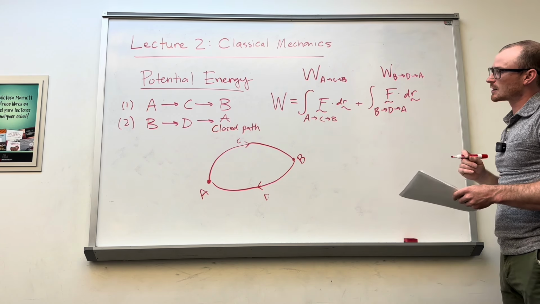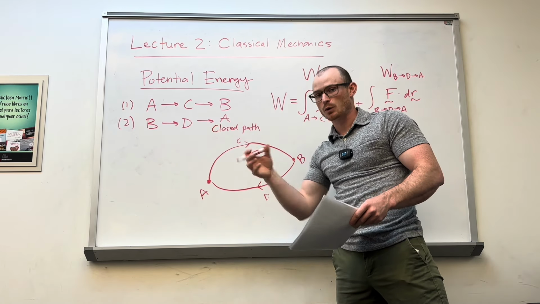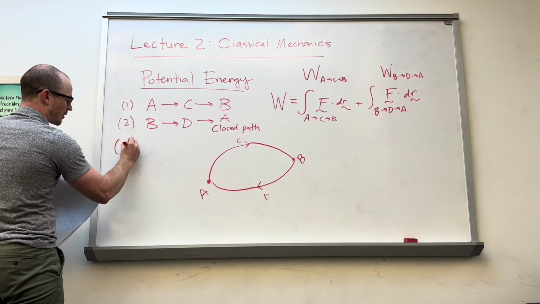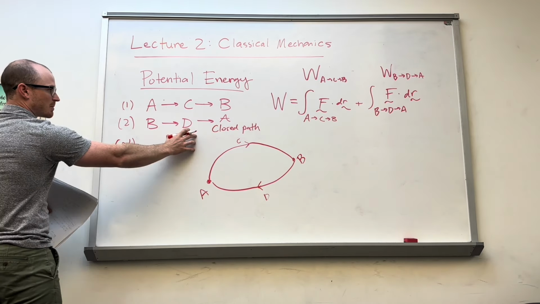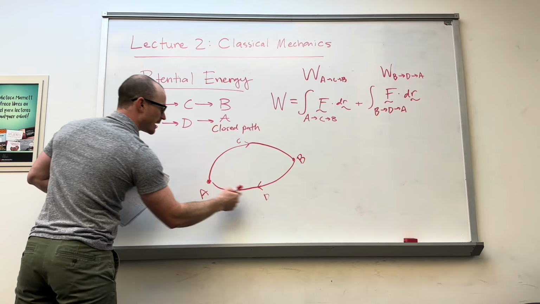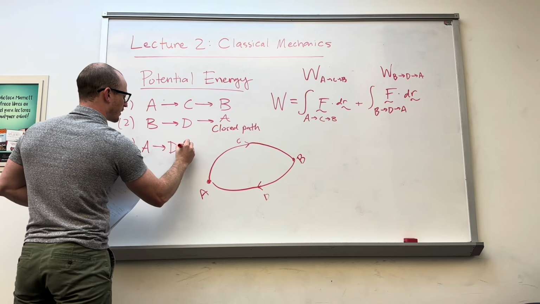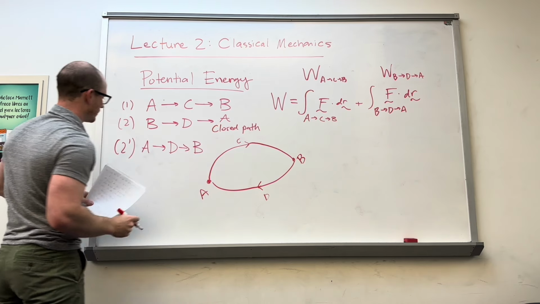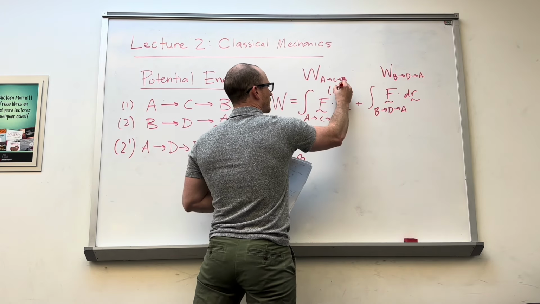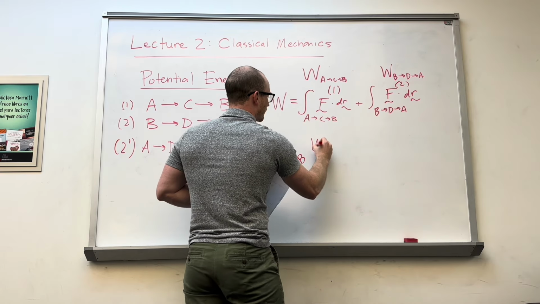Now I want you to consider what happens if we take the second path and we reverse it. We're going to call this 2'. Imagine we took this path and we flipped it. So instead of going from B to D to A, we're now going from A to D to B. What happens to the work in this one? So we have here the work for path 1, and this is the work for path 2. Now what is the work for path 2'?